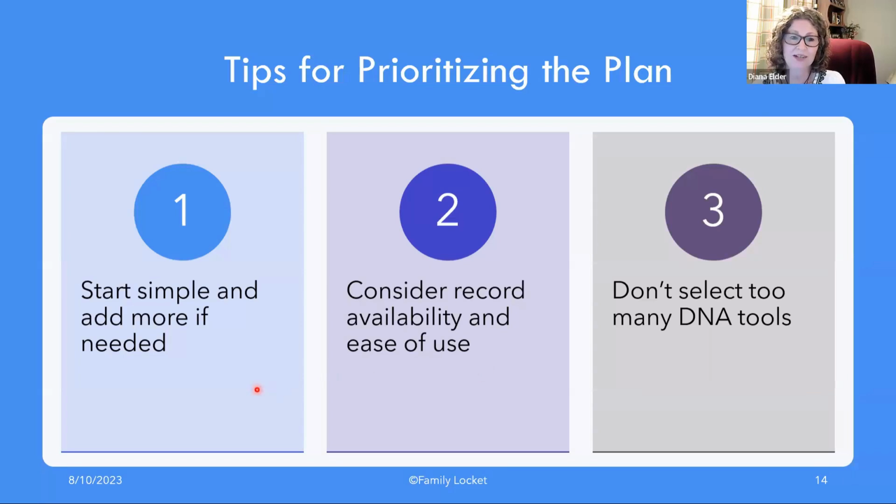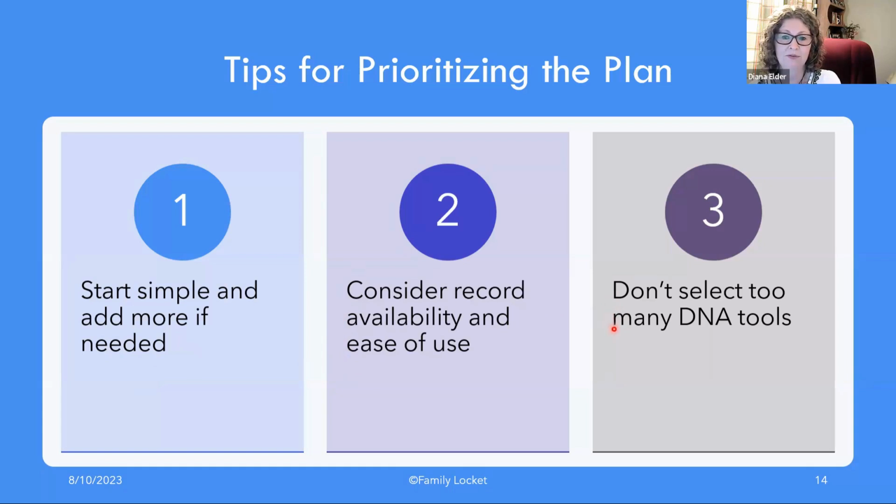Now, when we prioritize, start simple and add more if needed. So we teach you to only do about 5 sources and to not go crazy with prioritizing a big list of maybe 20, because you might be changing midstream where you're going with this project. So don't waste a lot of time here and keep it pretty small. You can always go back to your big list if you use up all of these and you need more sources to search. And then, of course, consider your record availability and ease of use.